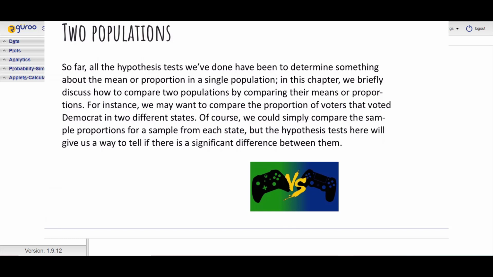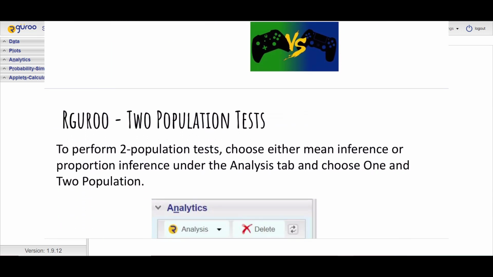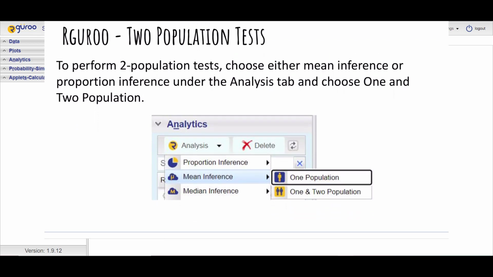So in this chapter, we're going to be comparing 2 population parameters, or a parameter from 2 different populations, and we're going to do that by doing these 2 population tests where we take 2 samples. The types of 2 population tests will look very similar to the 1 population tests we did. We did proportion inference, and we did mean inference, but we only did it for 1 population. Now we're going to expand it, and we're going to do proportion inference and mean inference for 2 populations.